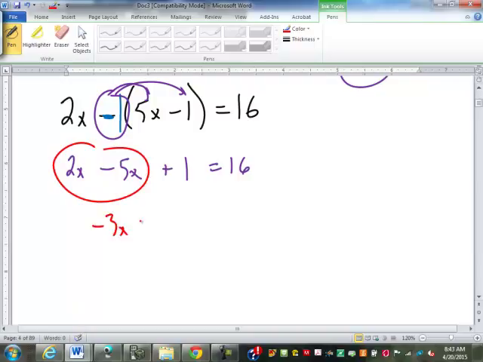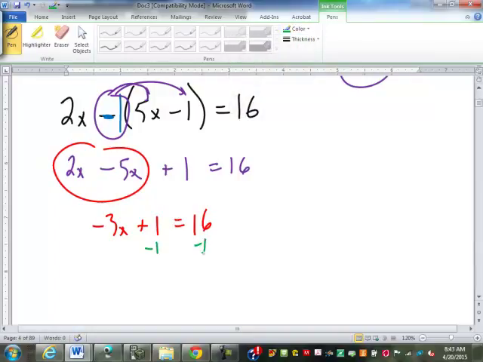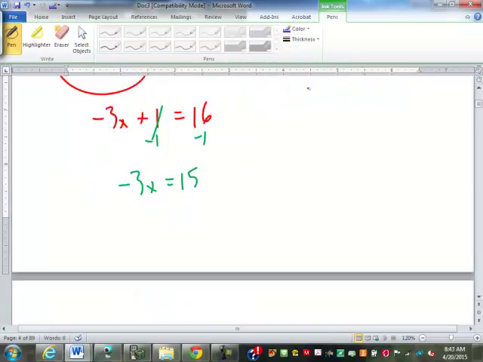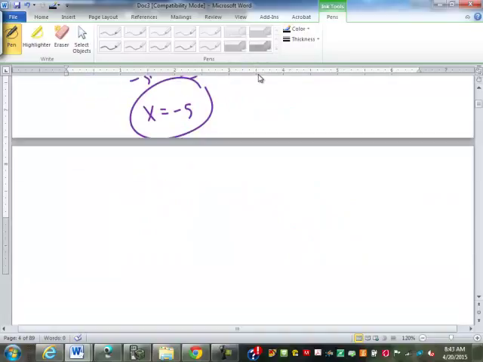And then, so negative 3x. And then minus 1. Negative 3x equals 15. And divide by negative 3. X is negative 5. Well, because Brennan wanted it.